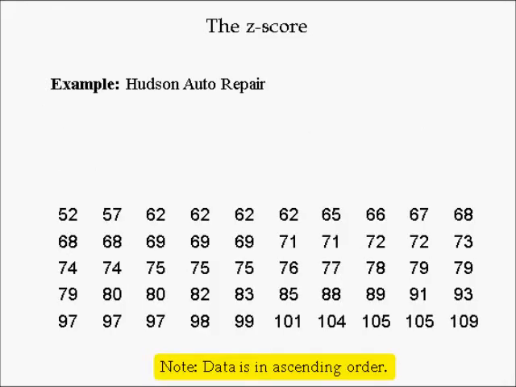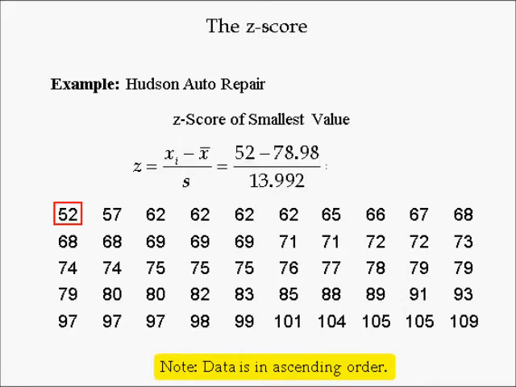Using the sorted Hudson auto repair example, the z-score of the smallest value is equal to the deviation from the mean corresponding to the smallest value in the data set divided by the standard deviation. The smallest value in the data set is $52. The sample mean is $78.98, and the standard deviation is 13.99. The resulting z-score is negative 1.93. This value means observation $52, which is $26.98 below average, is 1.93 standard deviations below average. So 52 is not within 1 standard deviation from its mean, but it is within 2 standard deviations from its mean.